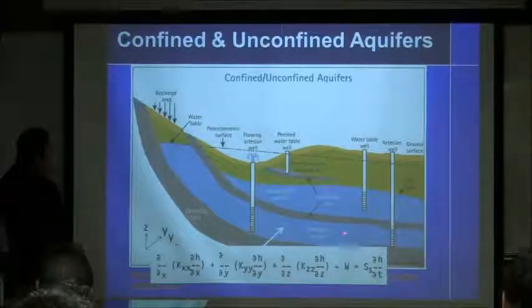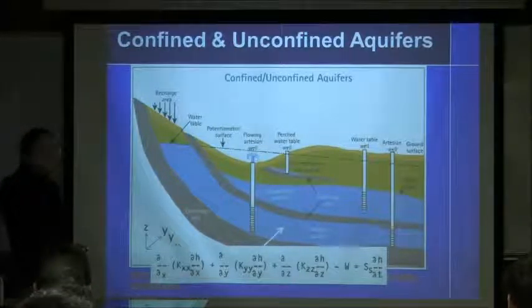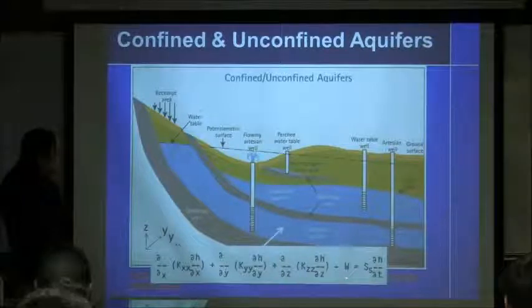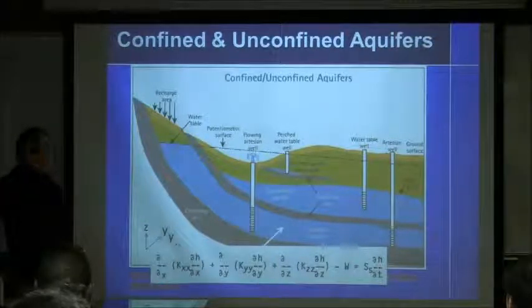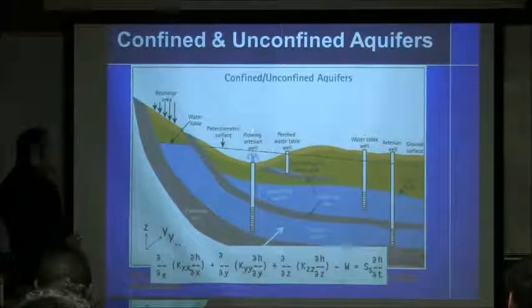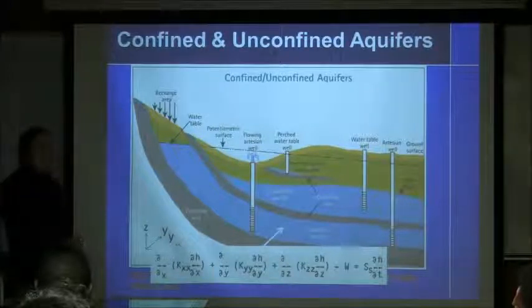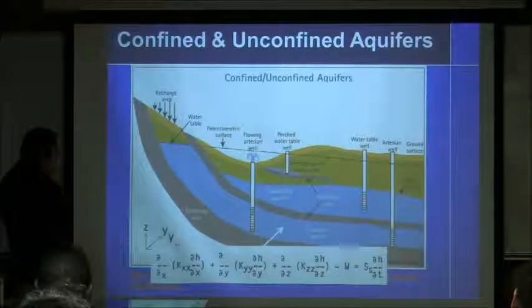For example, we may have leakage through the top of the aquifer. That leakage will be an areal source term. We can also take water out by pumping water out. Then we have a point sink term. So that's a confined aquifer.